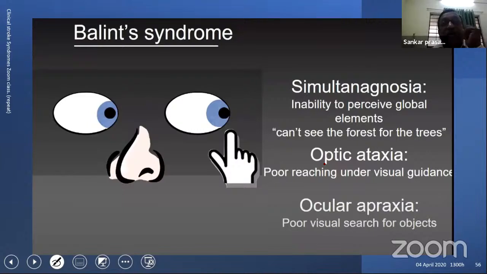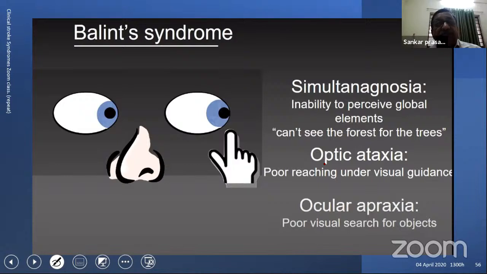Apart from that, you can have optic ataxia, that is poor reaching under visual guidance. You ask him to touch your finger. First you touch your nose, then you touch his finger, and that finger you keep on changing directions in front. He will not be able to reach that finger under visual guidance, because there is visual inattention. That is called optic ataxia.